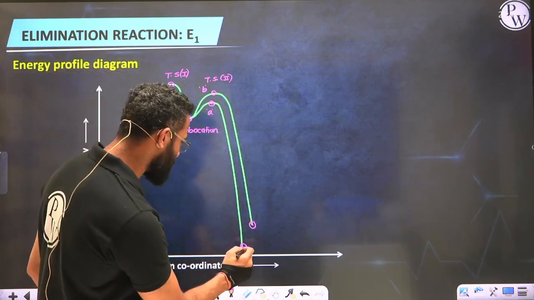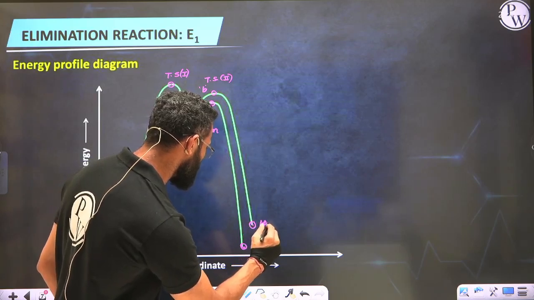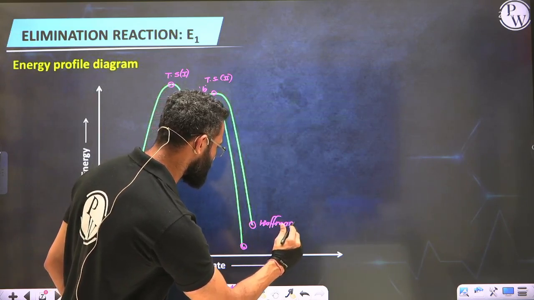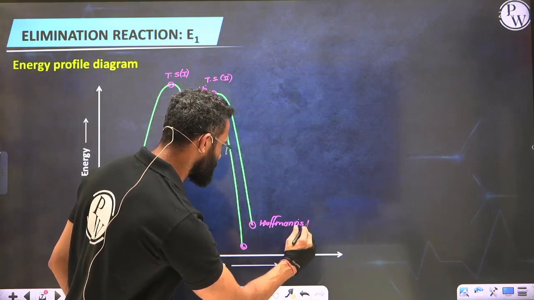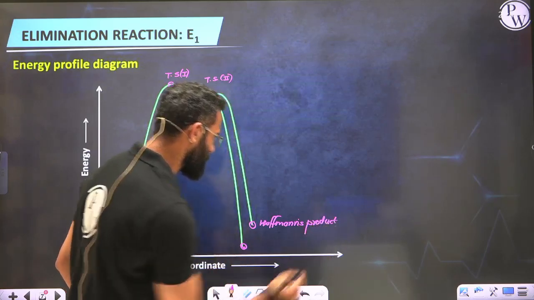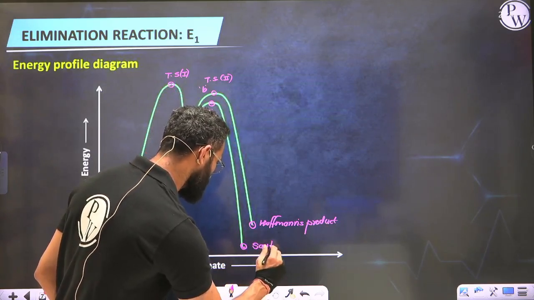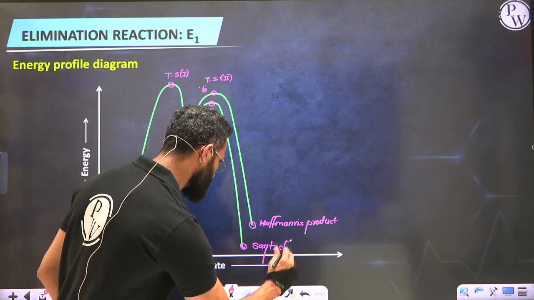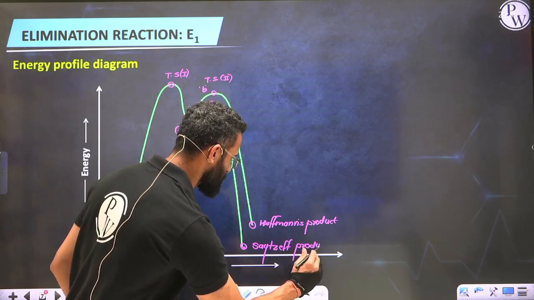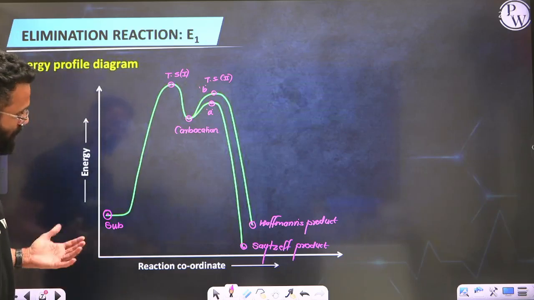So the alkene obtained here is a Saytzeff elimination product, and the alkene here is Hofmann's product. And here we have got such an elimination product. All right, guys.